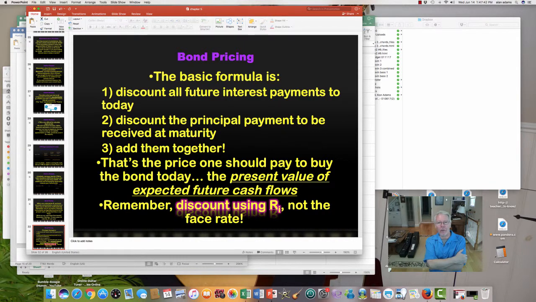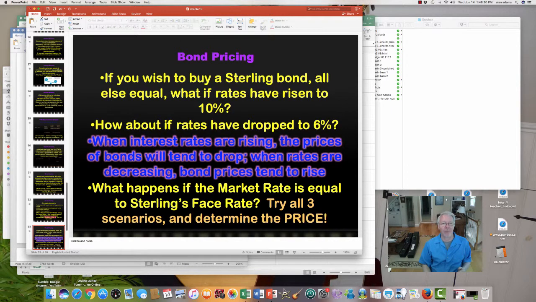Here's what you do to price a bond, friends. Number one, you discount all future interest payments to today. Those are real cash flows. You know what they're going to be, $80 a year for X number of years. Discount them. Isn't that an annuity? Yes, it is. Number two, take the principal. You're going to get that back. They owe you the $1,000 at the end of the bond life. Discount that. That's a one-shot deal. Don't use an annuity for that. That's a present value of a single amount. Now that you've discounted everything to today, number three, you add them together. Friends, that's the price of your bond: the present value of expected future cash flows.